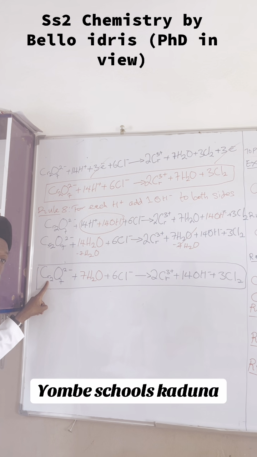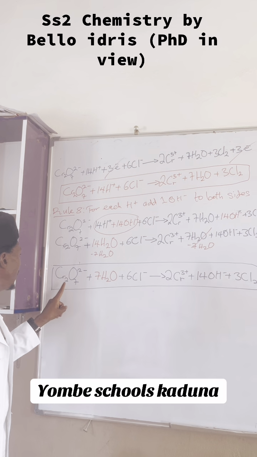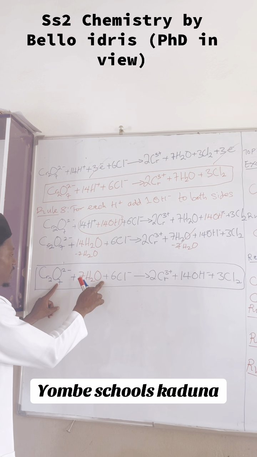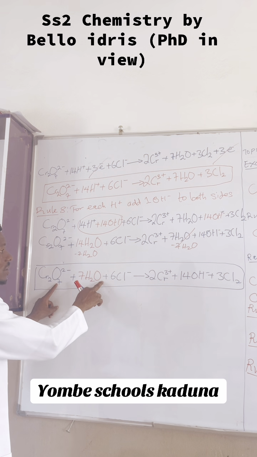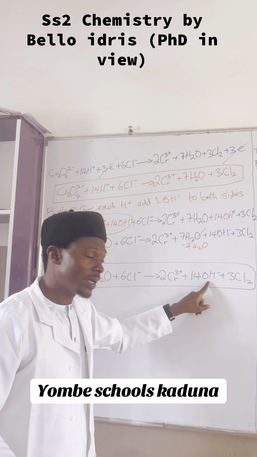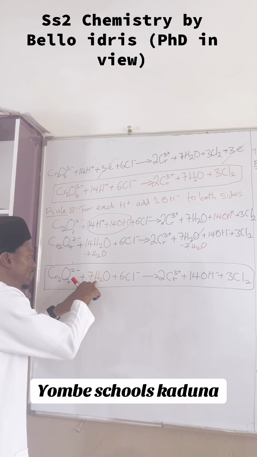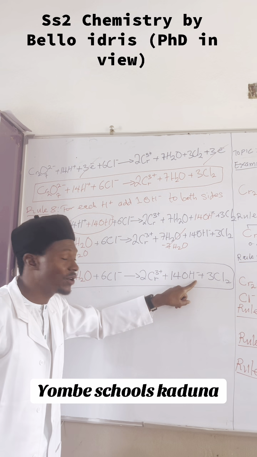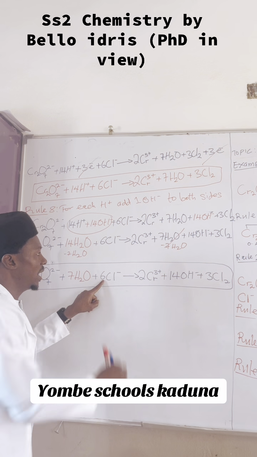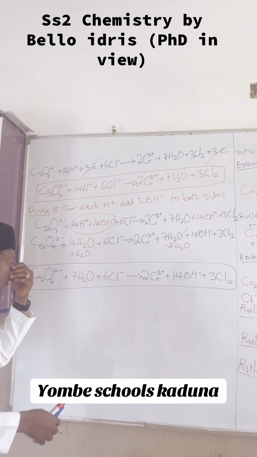How many chromium atoms do we have at the beginning of the reaction? 2. How many chromium atoms? 2. How many oxygen here? 7, plus 7 here, making 14. 14 oxygen. Oxygen is balanced. You see? Then we move to hydrogen. 2 times 7 is 14. This is 14 hydrogen. Are we together? Yes. How many chlorine do we have at the beginning? 6. How many chlorine do we have? 2 times 3 is 6. So everything is balanced.